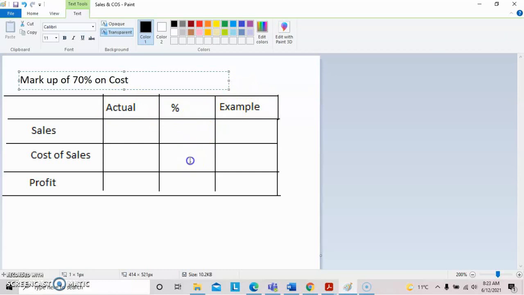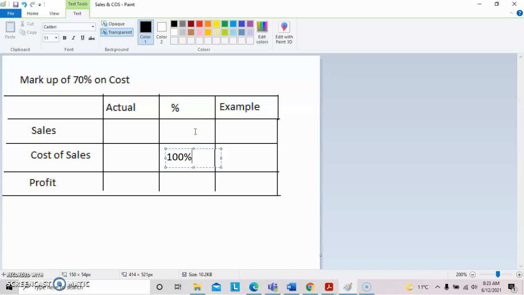Okay, so first thing first, you need to know that cost of sales will always be equal to 100%. So I'm just going to put the 100% here as a representation of the cost of sales. So this is the amount that we bought the stock for. So it's the original, the 100%.